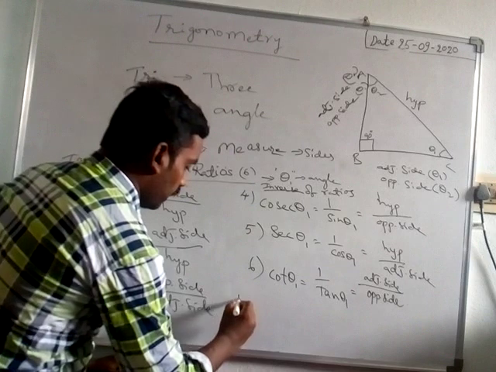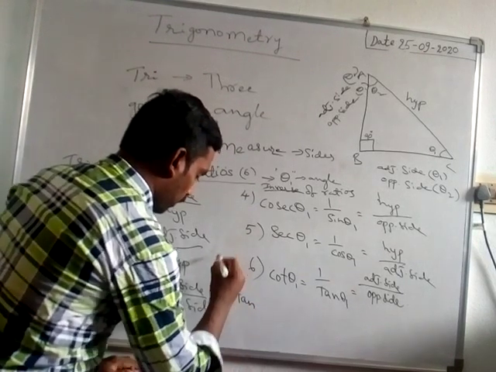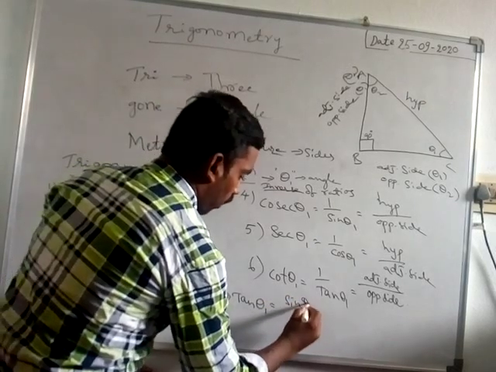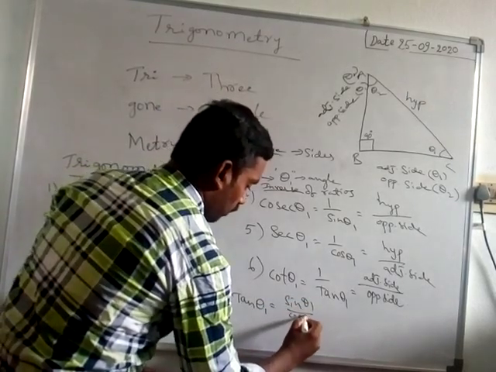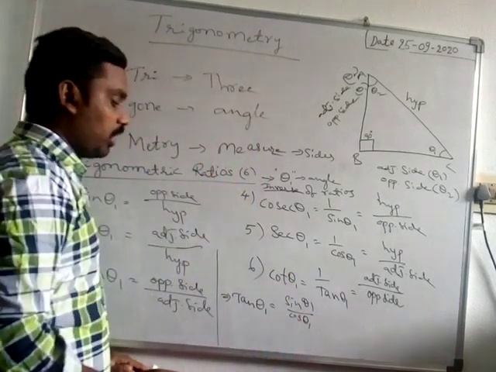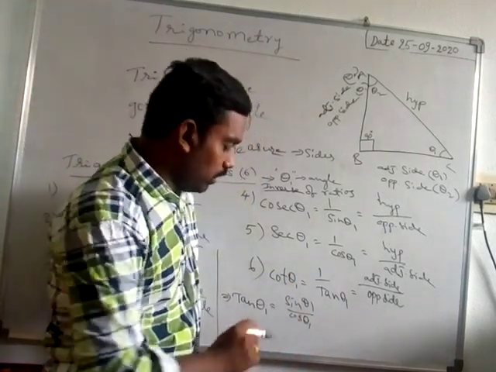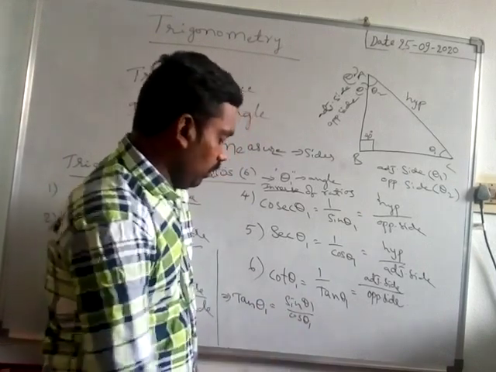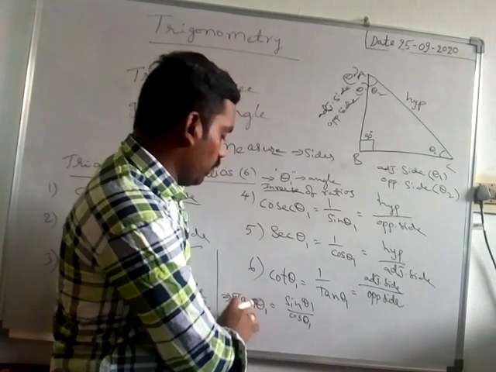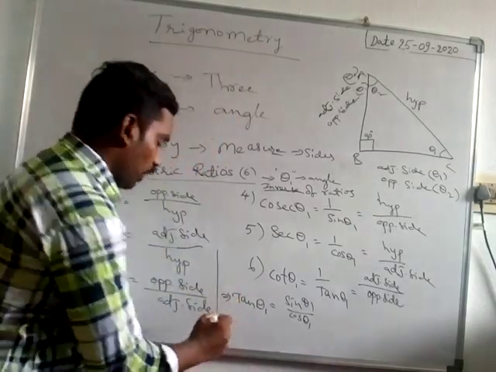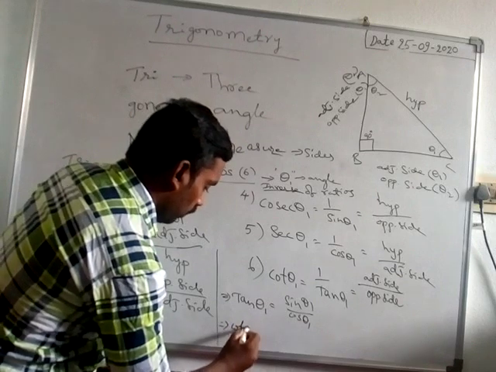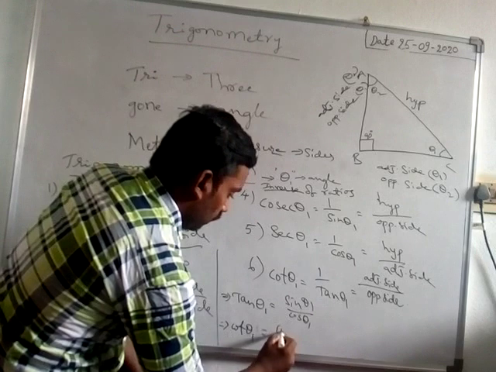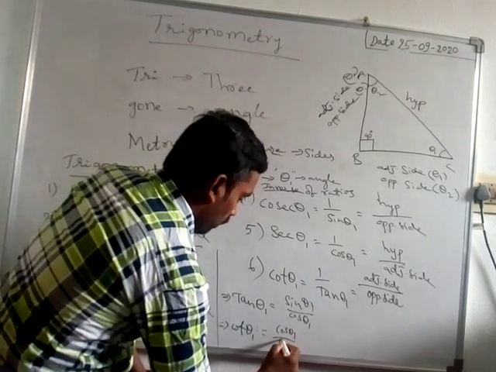Tan theta 1 can be written as sin theta 1 by cos theta 1. If you know the ratios of sin theta 1 and cos theta 1, then by using this formula we can find tan theta indirectly. And cot theta is also the reverse: cot theta 1 is also written as cos theta 1 by sin theta 1.